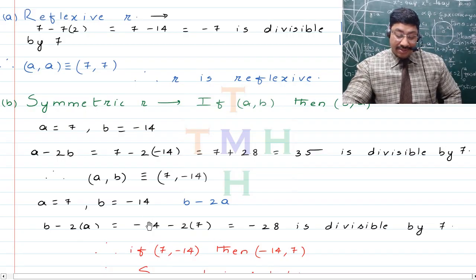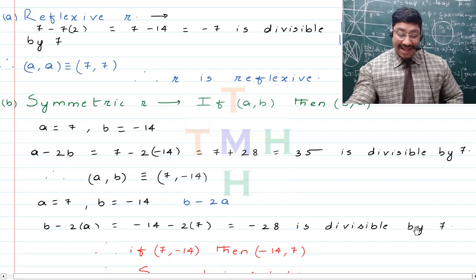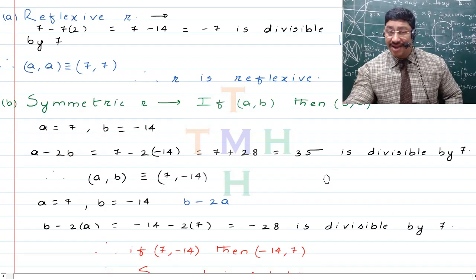So b minus 2a is obviously minus 14 minus 2 times 7, right, for the inverse relation b comma a, and that comes to minus 28, and this is also divisible by 7. As such, this relation is even symmetric.